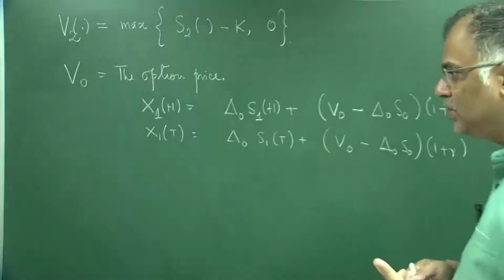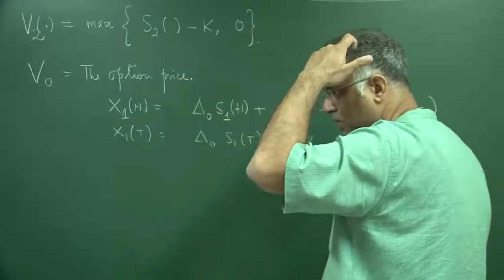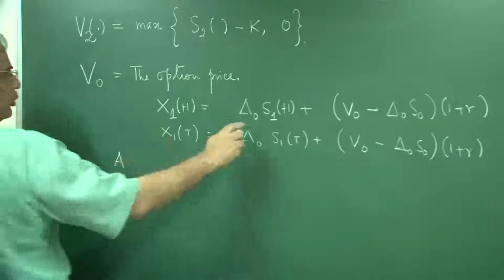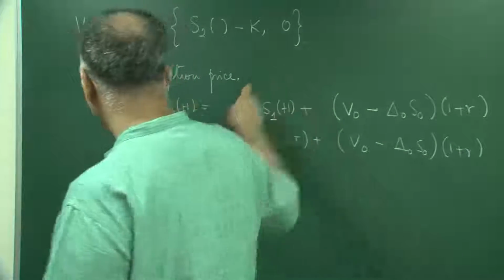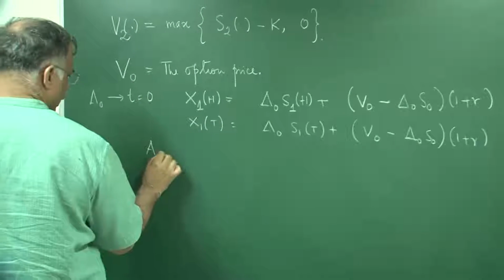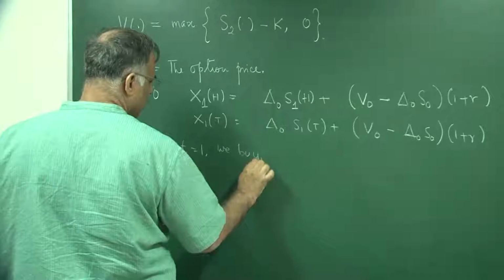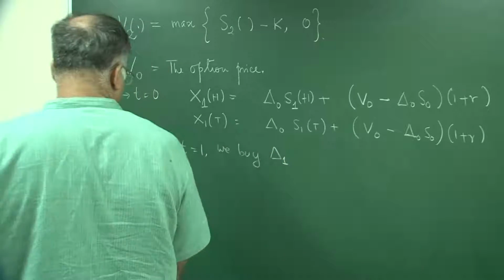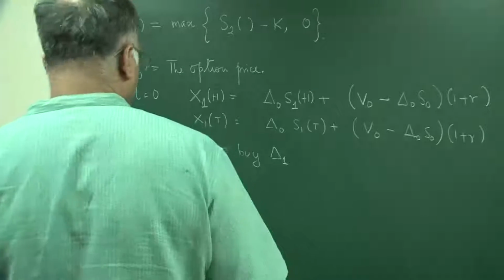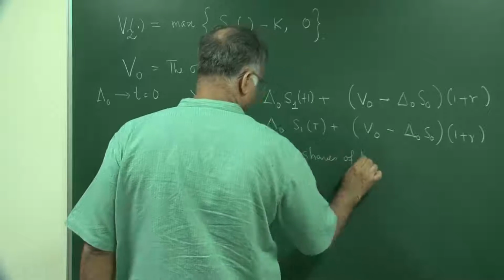Then for time t equal to 2, I buy delta 1 amount of shares. Delta naught shares are bought at time t equal to 0. At time t equal to 1, we buy delta 1, that is, the guy who has sold the option and is then using the option price to trade in the market will buy delta 1 shares of the stock.